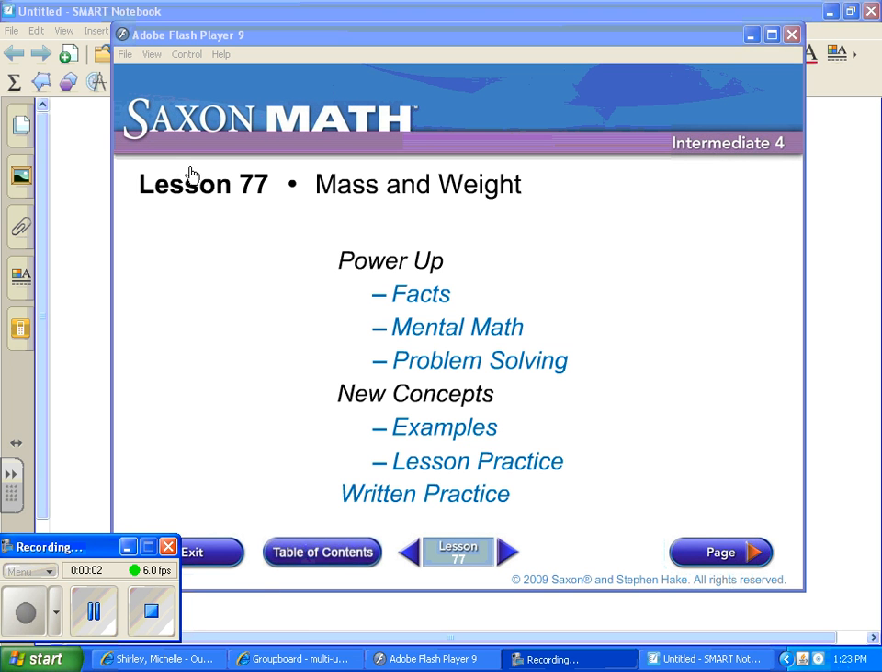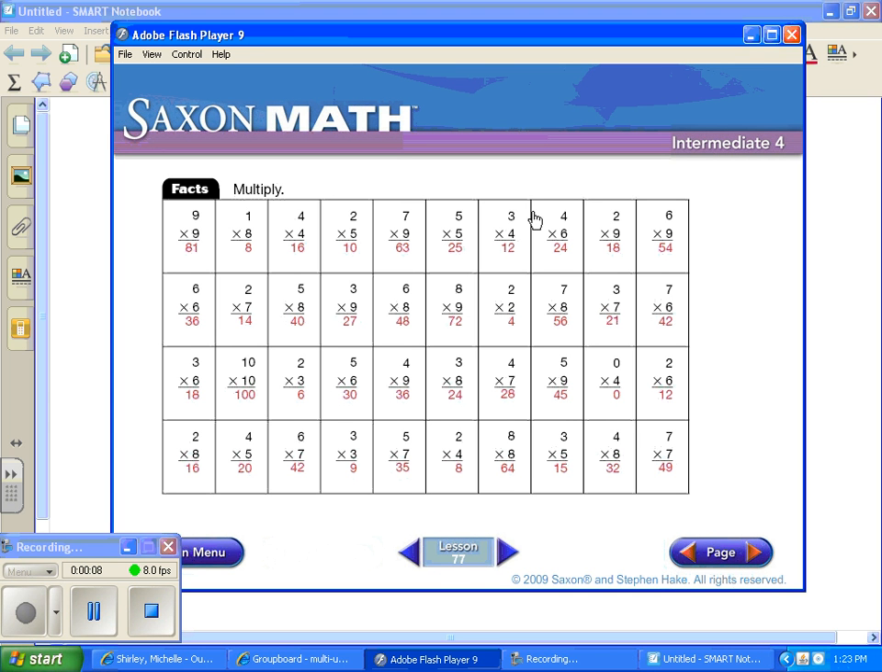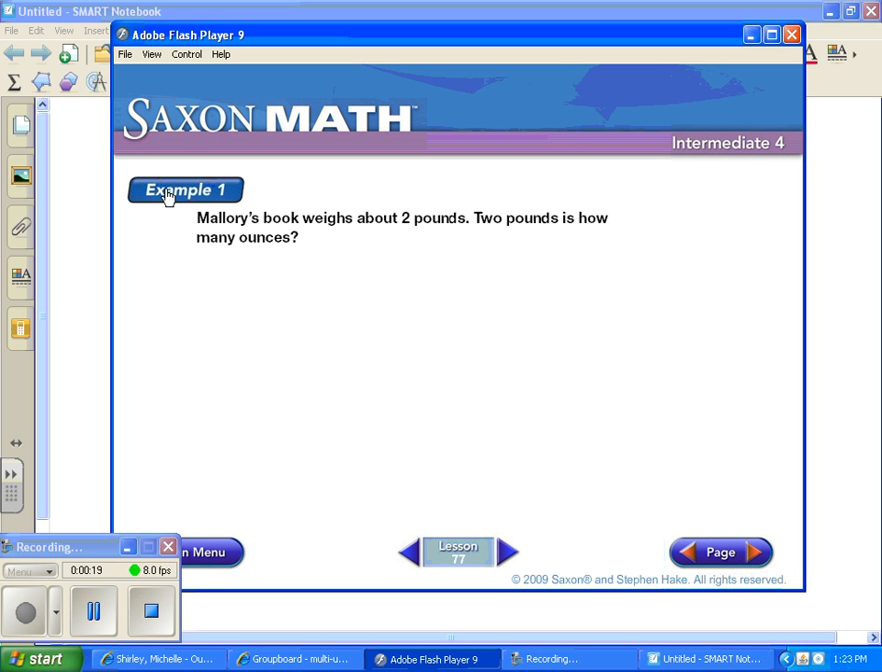Okay, Saxon 4 Math students, we are ready for Lesson 77, all about mass and weight. And remember, a few units ago in science, we talked about how mass and weight had to do a lot with gravity, so keep that in mind. Let's look at some examples.